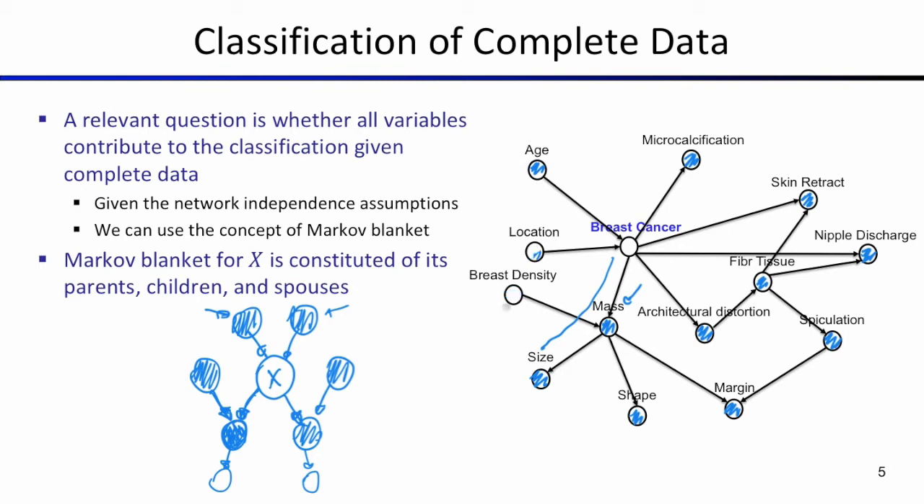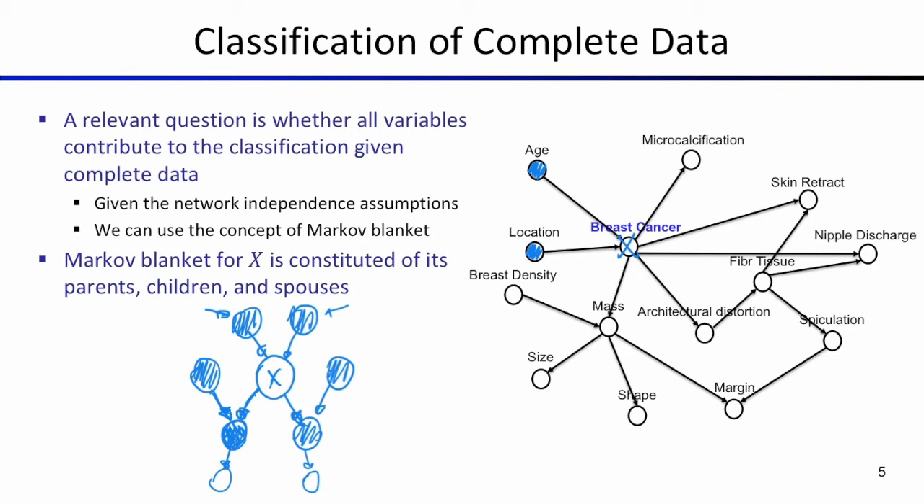Okay, so let me first erase this, otherwise it's going to be too confusing. We have the class variable, breast cancer, our x here, and we have the parents of x, age and location. And that's all the parents.